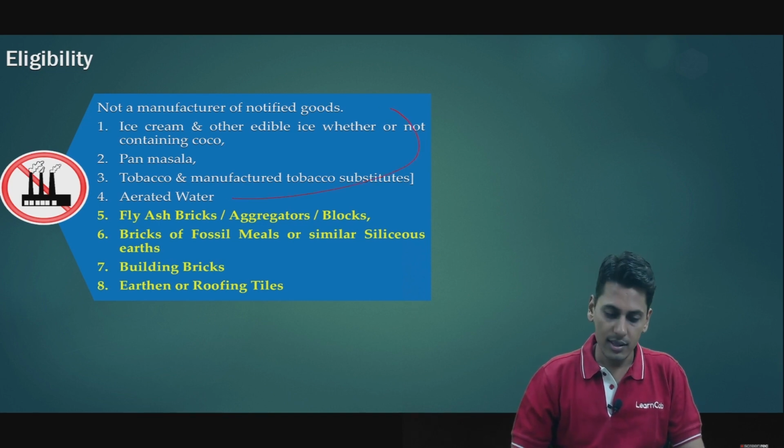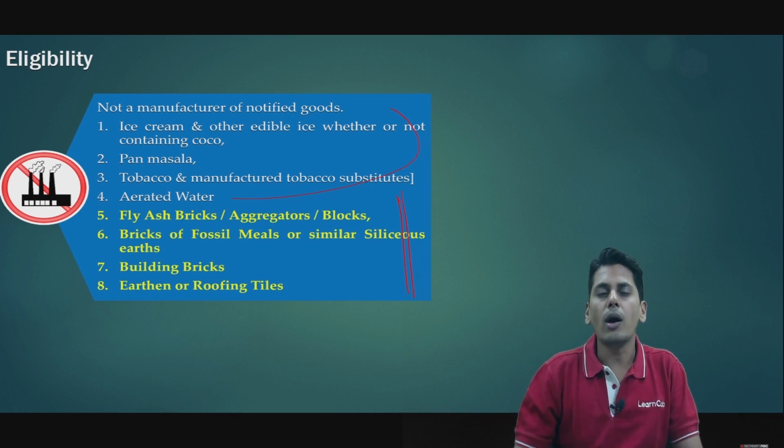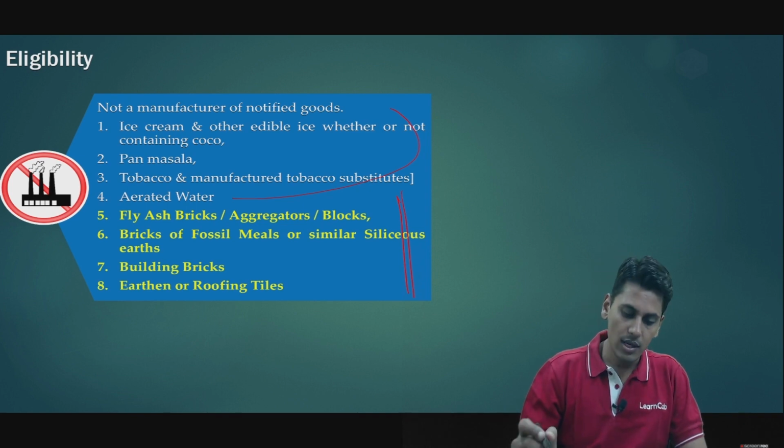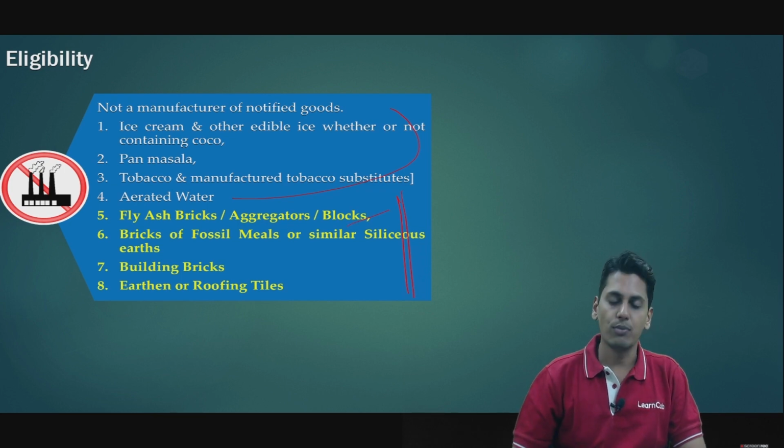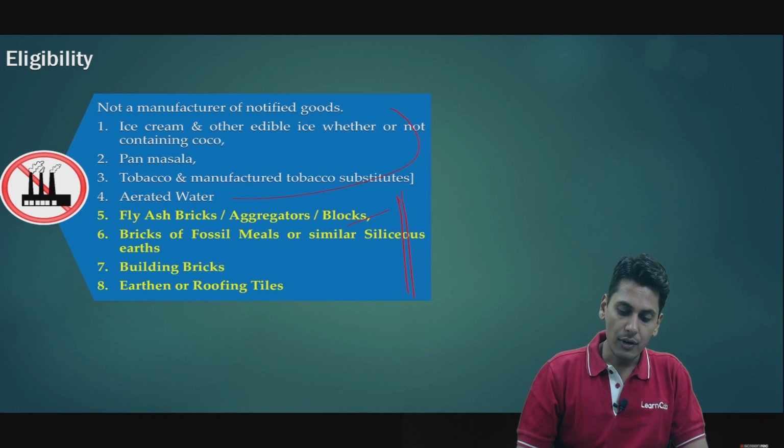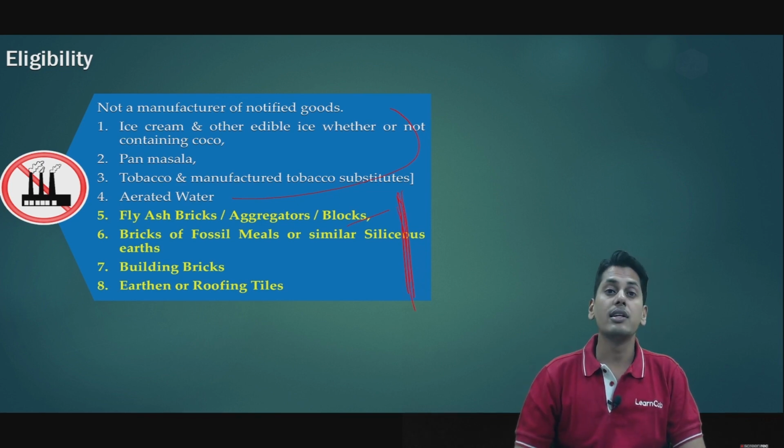Now friends, this list has been extended. There are a few more goods which have been added. A manufacturer of these notified goods also cannot opt for the composition scheme. So these are fly ash bricks, fly ash aggregators and fly ash blocks, bricks of fossil meals or similar siliceous earths, building bricks, earthen or roofing tiles. So friends, a manufacturer of these goods also is not in a position to opt for the composition scheme.